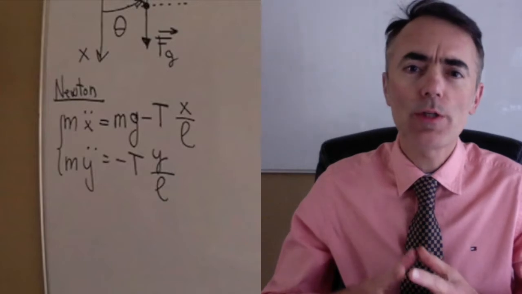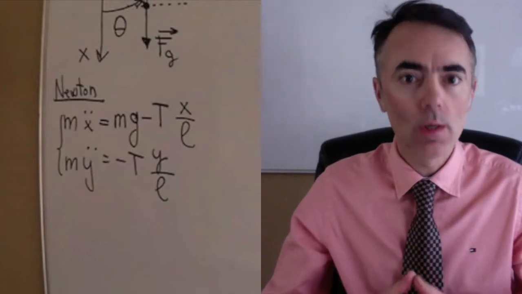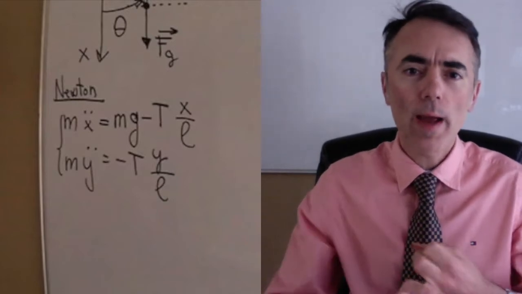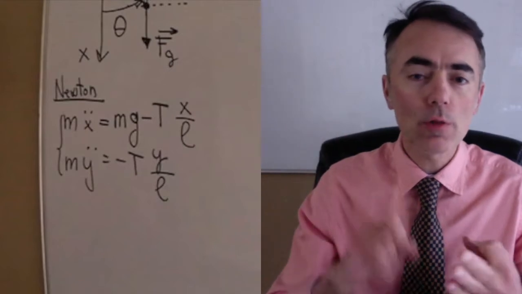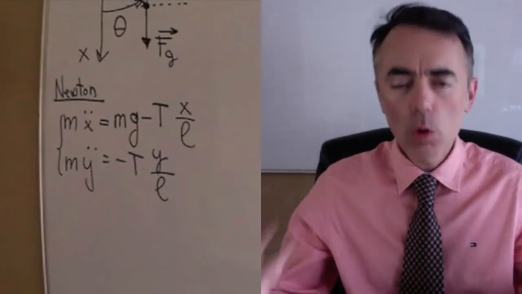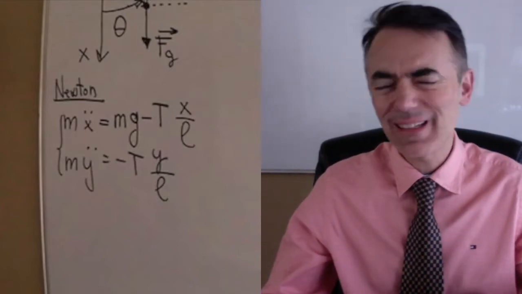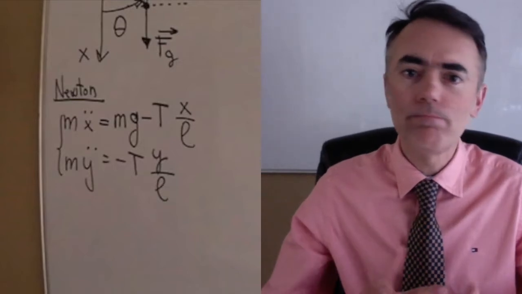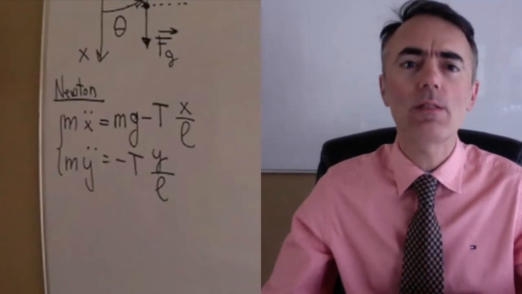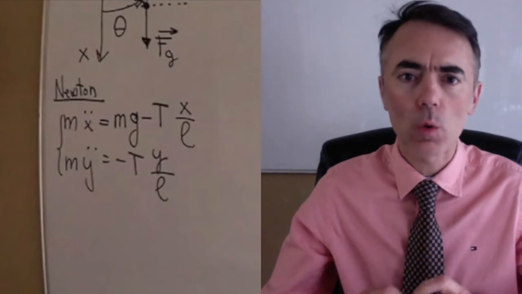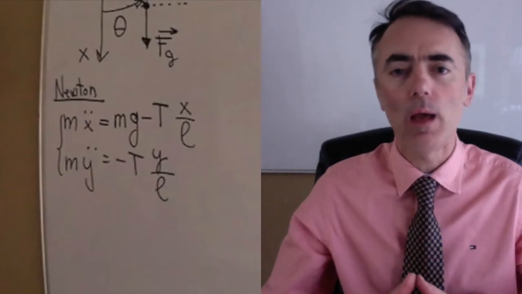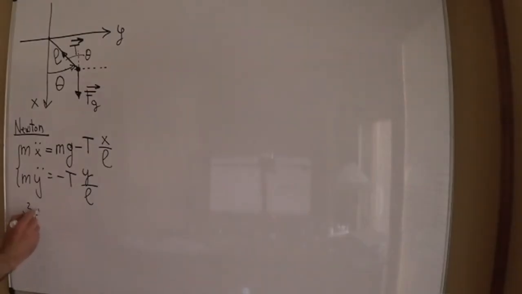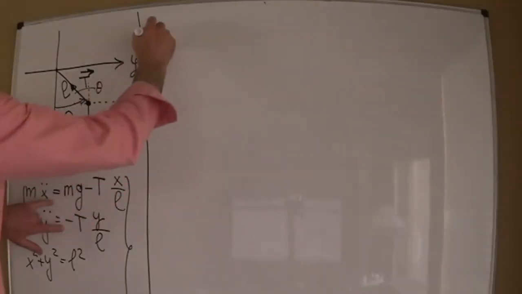In these two equations we have three unknowns though: x as a function of time, y as a function of time, but also the tension, which also depends on time, or better, on the position. Because of the constraint of this motion, we know that the distance from the bob to the center of the coordinate system will always be L. So x squared plus y squared is equal to L squared. We can eliminate tension T from the first two equations.